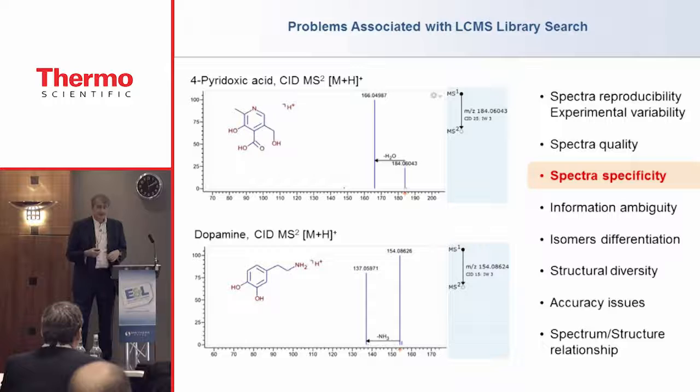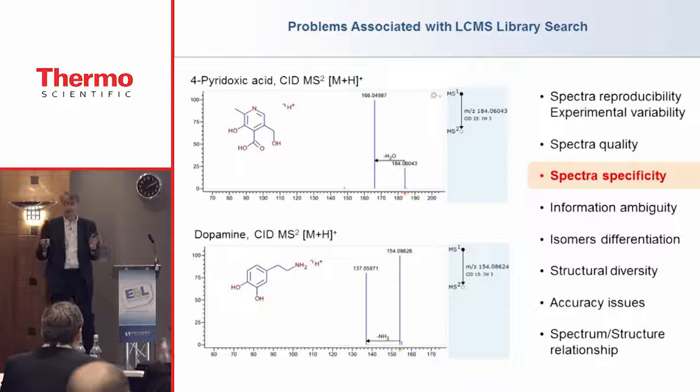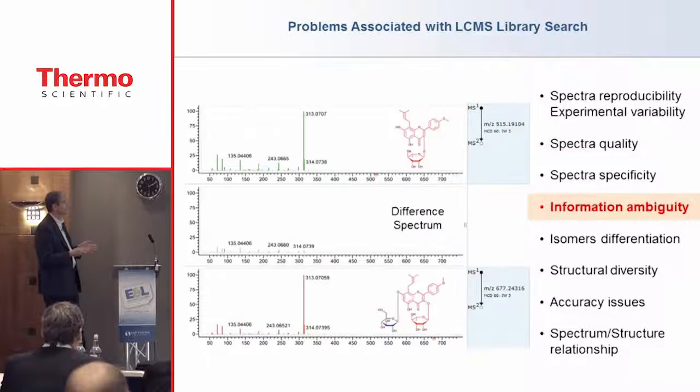Then there is spectra specificity. Some compounds exhibit very rich, nice fragmentation patterns, so very good fingerprints. Some do not, and often they produce very trivial neutral losses like water loss. So we can have hundreds, if not thousands, of compounds that will produce a water loss, so the spectra will be very similar. Not only the water loss, it's also the ammonium ion.